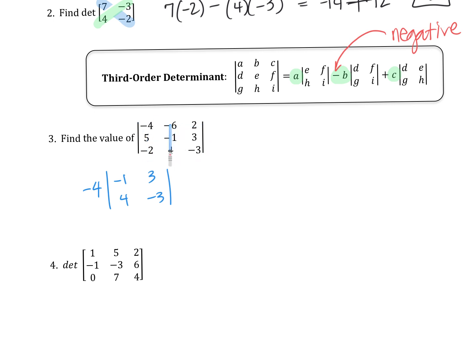My B was -6. What should I write? +6. Very good, you guys. I'm going to say +6. If I were to get rid of B's row and column, do you agree I'd have a 5, 3, -2, -3? When you're down with that, great. And I know it's easier for me to do with this handy dandy iPad. If I got rid of my C, row and column, do I have a 5, -1, -2, and 4 left?